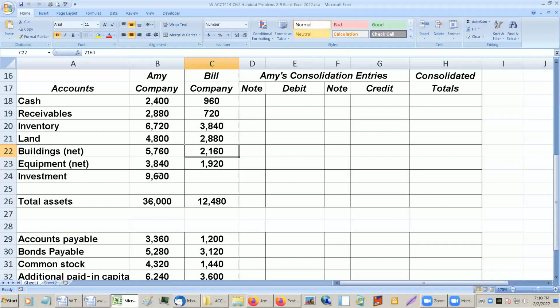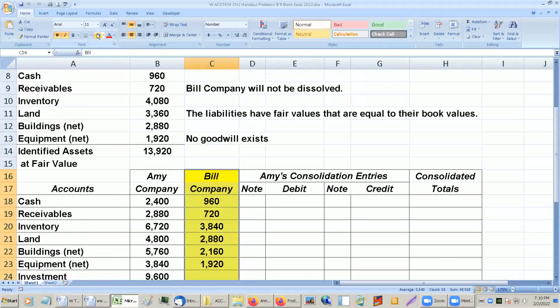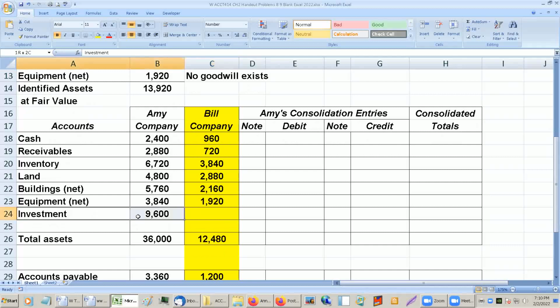But anyway, as we go through here, they usually call this a worksheet or a spreadsheet way of consolidating the two companies. But I'll tell you what the problem is with consolidation first, and then I'll go back up to the rules of it. Okay, here's the problem. So this Bill company, they're operating completely separately. They were not dissolved. But here's the thing. The Bill company is included in this investment. So this investment is really a bill.